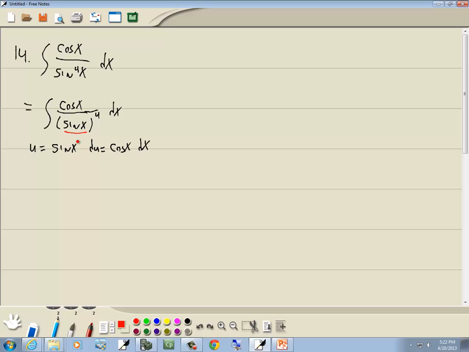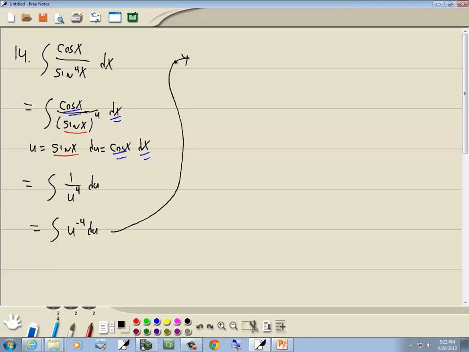So now everything matches. Sine matches, the cosine dx all match. So we can do our u substitution. This becomes the integral of 1 over u to the fourth du, which gives us the integral of u to the negative 4 du. Remember, if you have a u to a power on the bottom, you can take it up on top, and the power becomes negative.